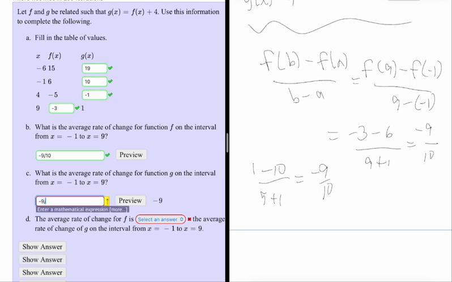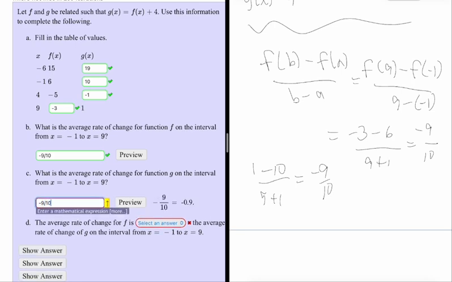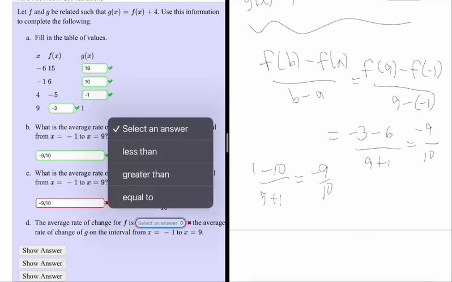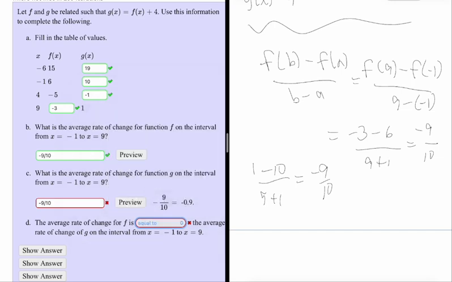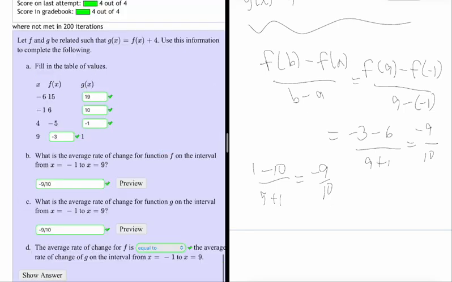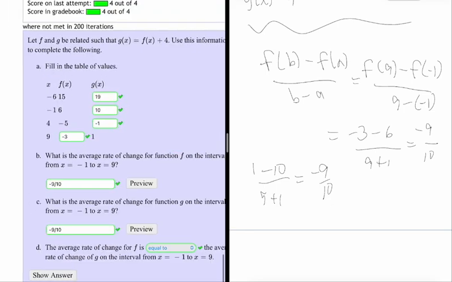Now, because we have not stretched the graph at all, you should always get that the average rate of change for a function that you have just added or subtracted something to, moved it left or right or up or down, should not change the average rate of change. So at the same interval, it should be equal to. Okay. So that now should be done.